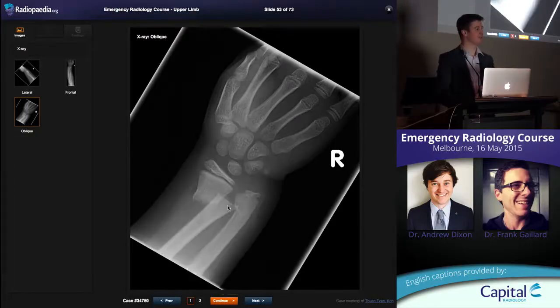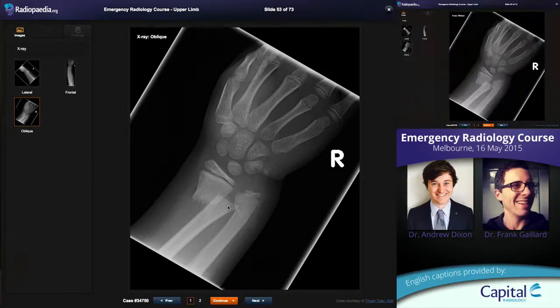Anything else, Andy, that you can think of with describing fractures for surgeons? I think intra-articular extension is the other thing. This one's nowhere near the joint.